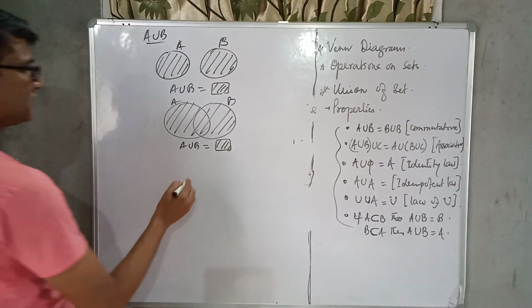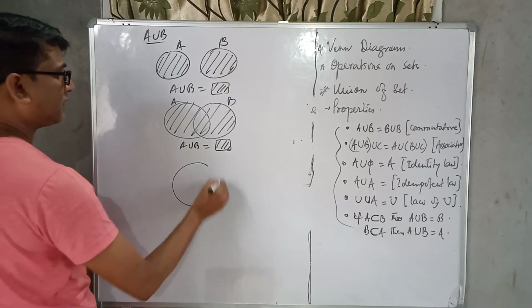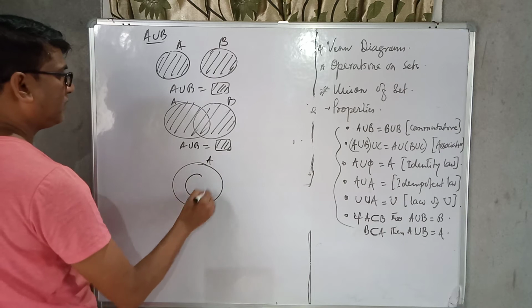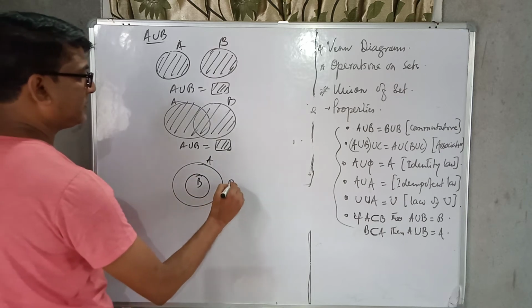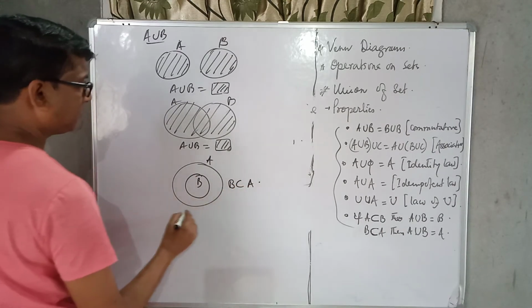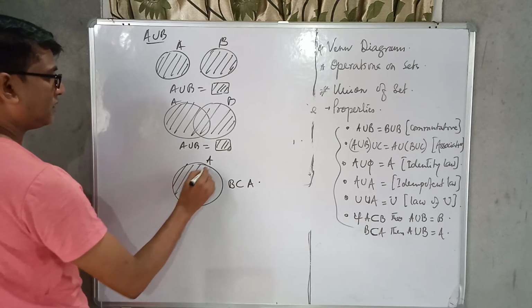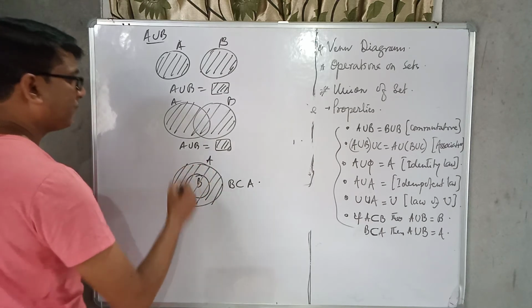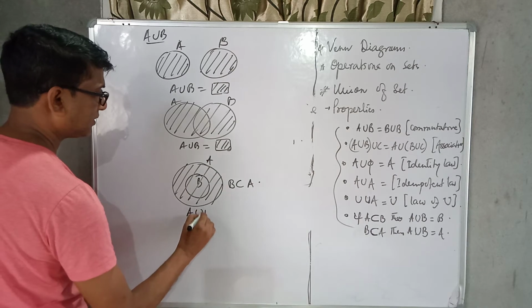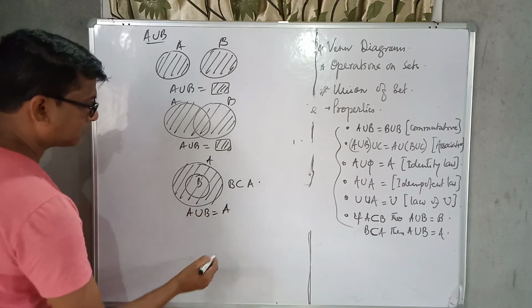Next, it may be like that. This is A, and this is B. B is a subset of A. Then what will we get? A union B is the complete A. So A union B is equal to A.